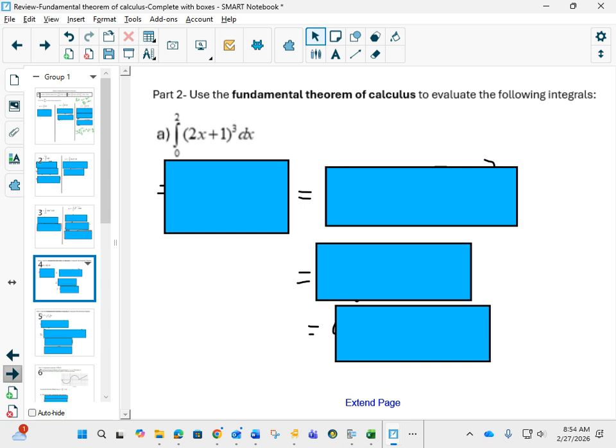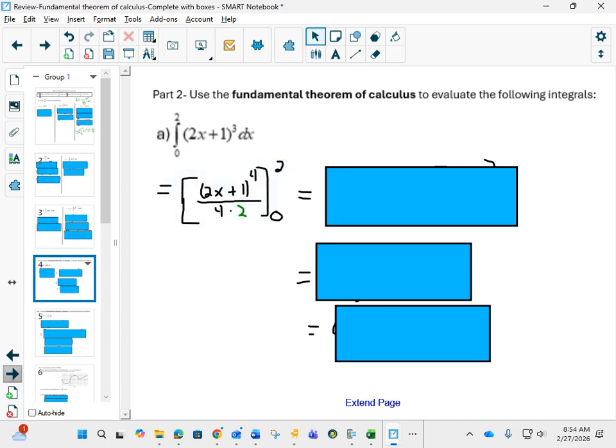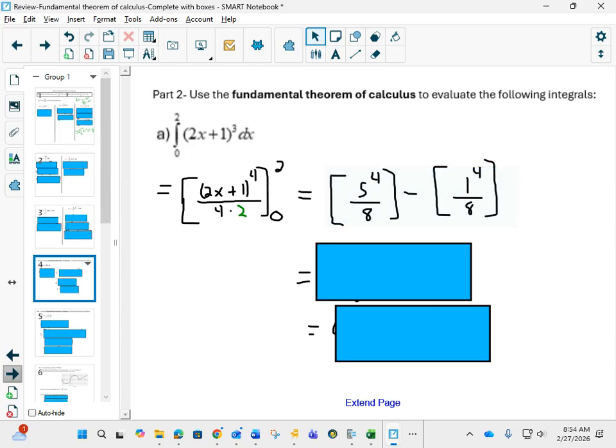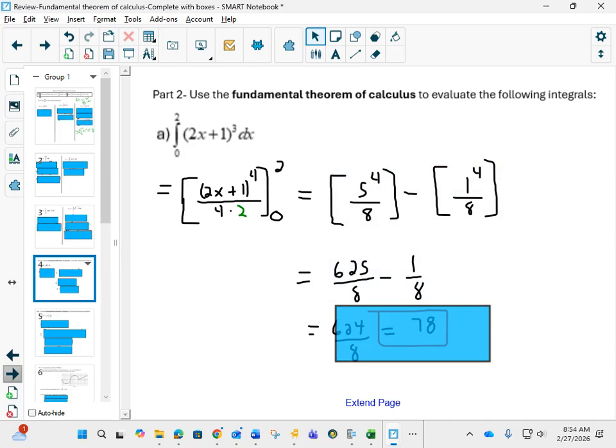So what do we do? We integrate with square brackets. We write our bounds. And this is what we've been doing lately. I probably don't even need to show you one example of this. But then you plug in the top number, subtract, plug in the bottom number, and get a nice answer.